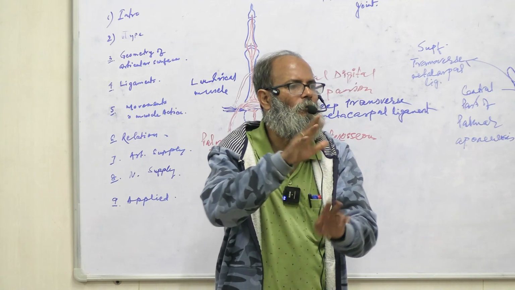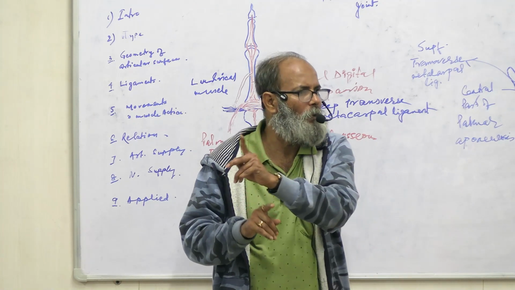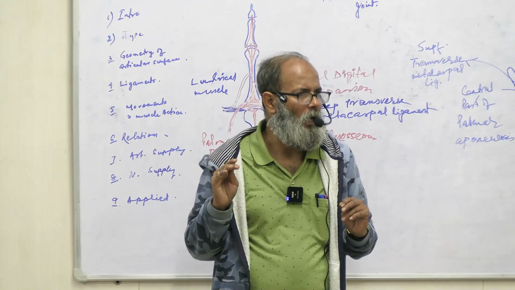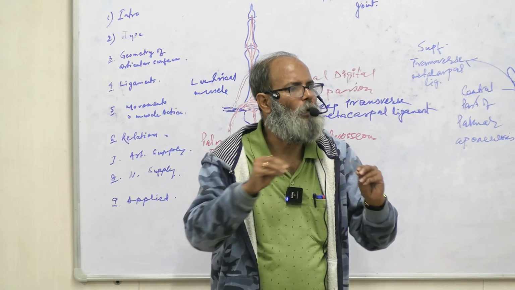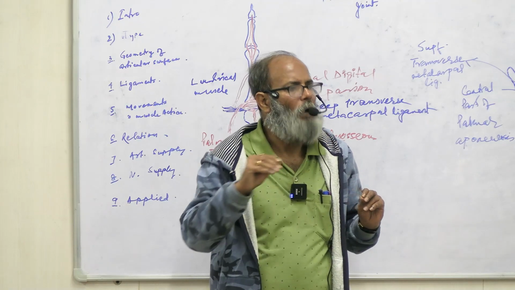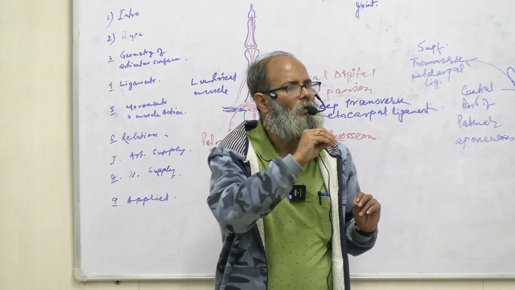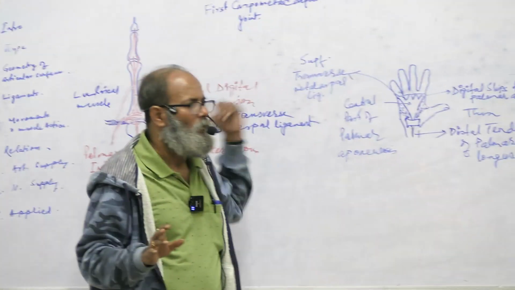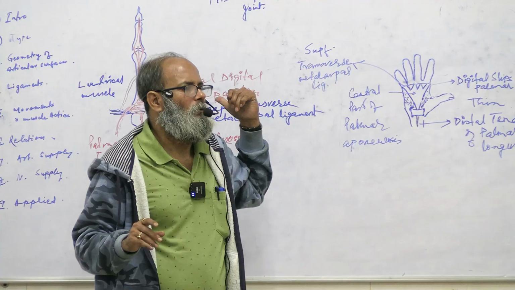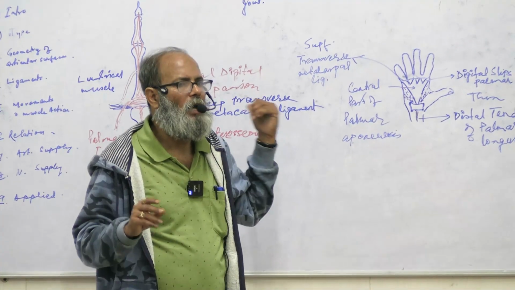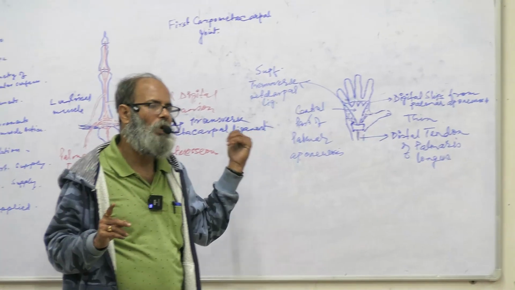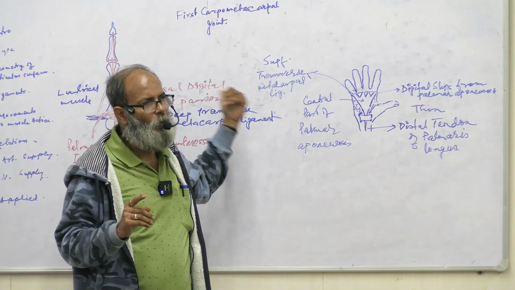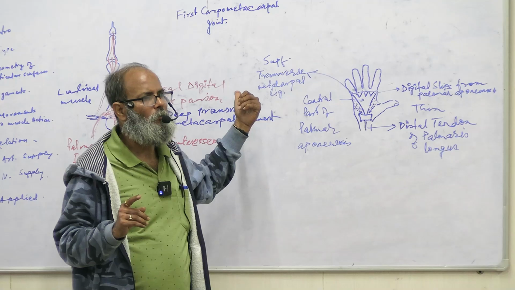The superficial stratum blends with the superficial transverse metacarpal ligament and goes to the base of the proximal phalanx. And the deep stratum blends with the palmar interosseous ligament as well as the deep transverse metacarpal ligament. Right? The palmar and dorsal interossei are deep to this deep transverse metacarpal ligament, whereas the lumbricals are superficial to this deep transverse metacarpal ligament.